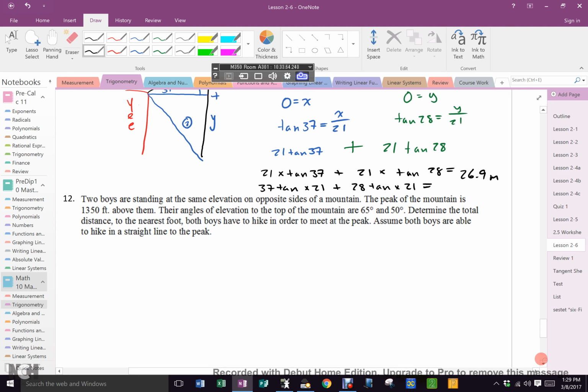All right. Last question. Two boys are standing at the same elevation on opposite sides of a mountain. Guys, mountains are what basic shape? Triangle. Does it matter how you draw it? No. Triangle. Done. Boy 1 is over here. Boy 2 is over here. I want to know how far they got to walk to meet at the top of the mountain.